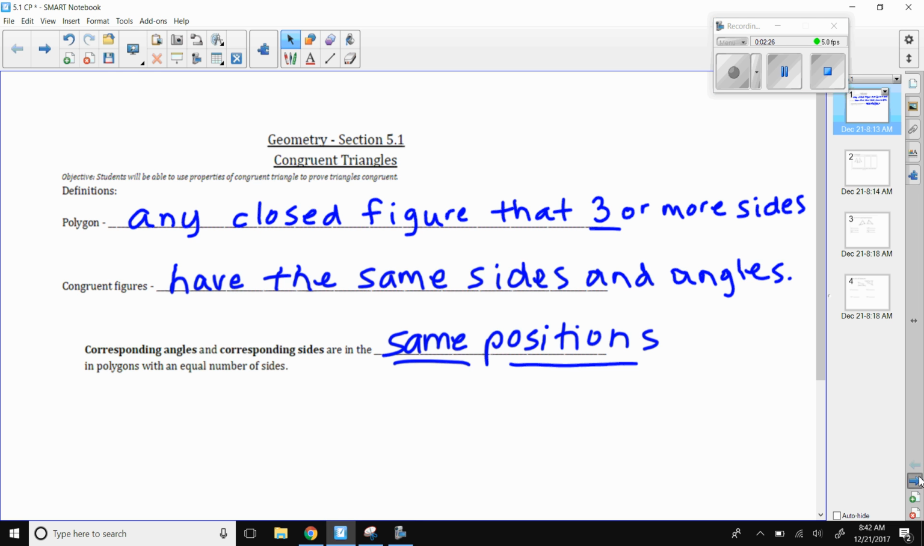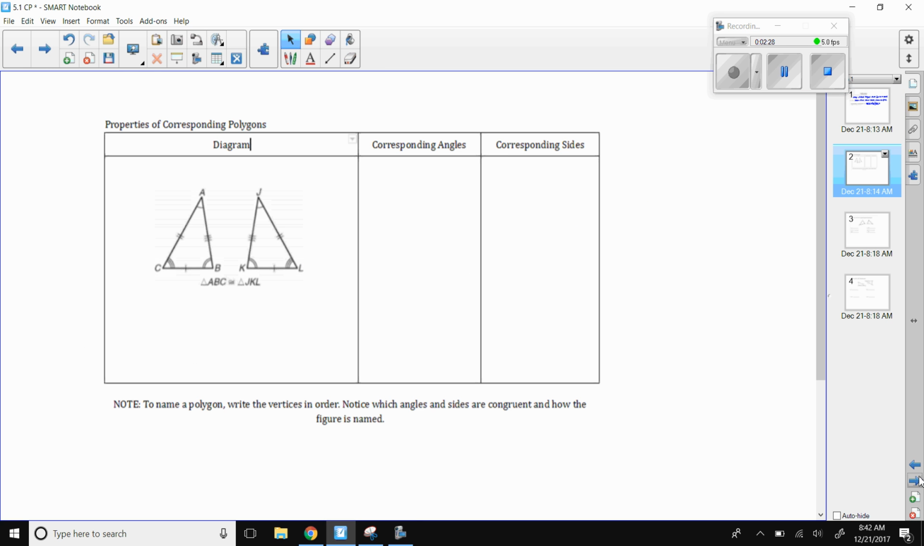Okay, so for our properties here, we have these 2 congruent triangles, and you can see by the tick marks that CB and KL are the same. They both have just 1 tick mark. You have 2 tick marks, 3 tick marks, and same with your angles. You have 1 angle marker and then 2 and 3. So corresponding angles are going to be those ones that are congruent to one another. So we should be able to pick these out.